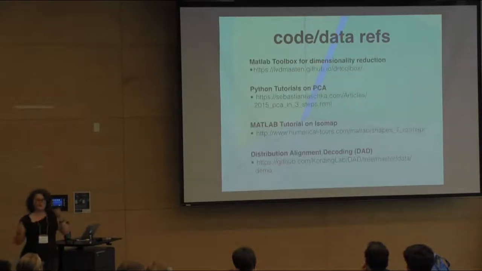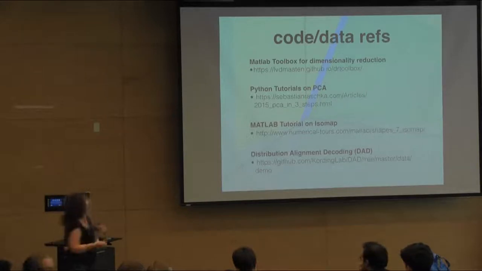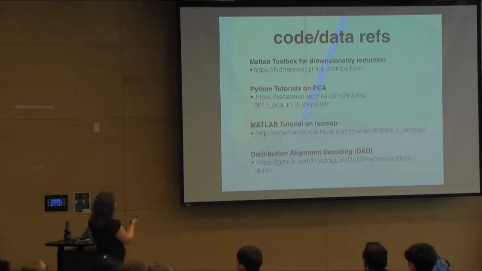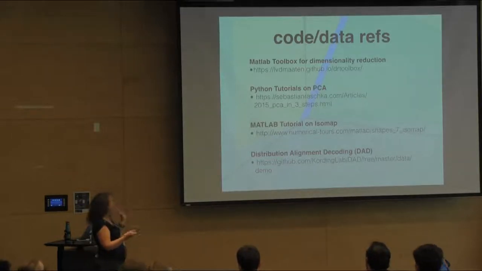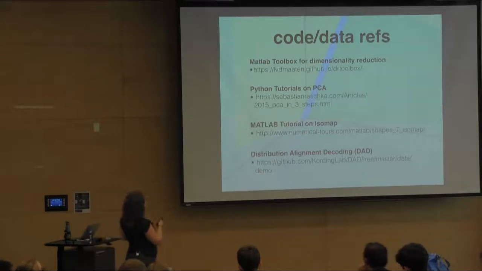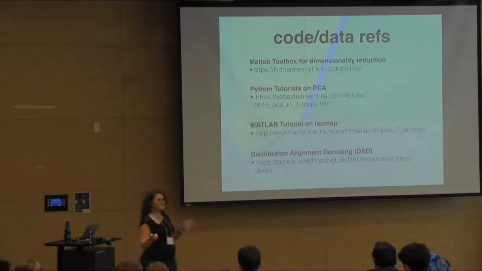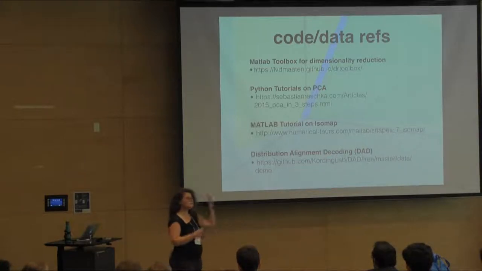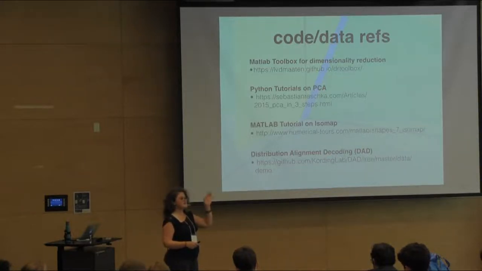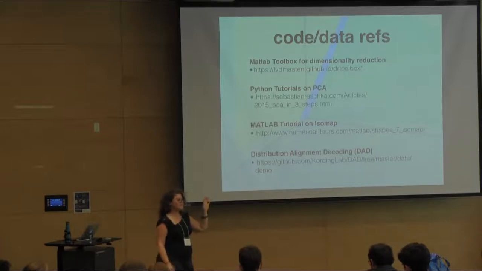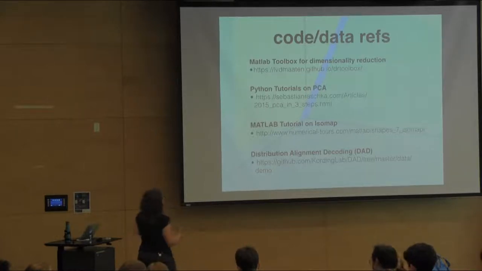And so I'll put my slides online, but I also have some references for useful tutorials in Python and MATLAB on some of these different things that I described. If you're a MATLAB user, I really love this toolbox from Laurens van der Maaten. He wrote the t-SNE paper that some might know about, but he also has a really comprehensive toolbox which has 30 or more methods for dimensionality reduction, and a nice wrapper for them, so that's a really useful tool.